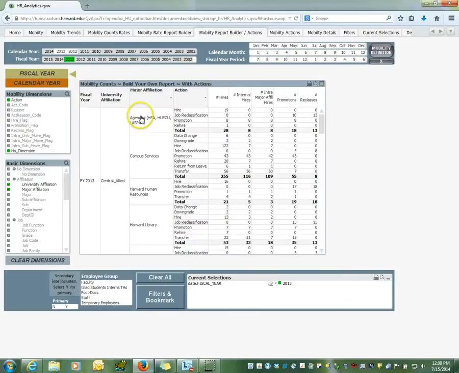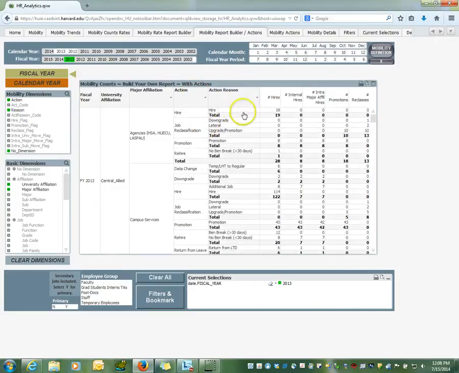So you can look at, this is just looking at university affiliation and major affiliation as our dimensions, and then with the added action as an extra dimension. If you wanted to also look at action reason, then you can add further breakdown so you can see of the job reclassifications you've had, how many are downgrades, laterals, and upgrades.